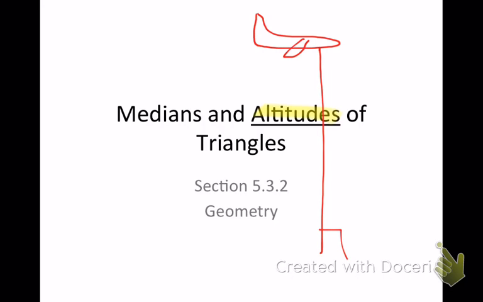Now think about it. When I measure the plane's altitude, do I measure at an angle like this to the ground? No, sir. No. Height is a what? Vertical. Perpendicular segment. Height is measured as a perpendicular segment. So today we're going to talk about altitudes or heights in triangles.